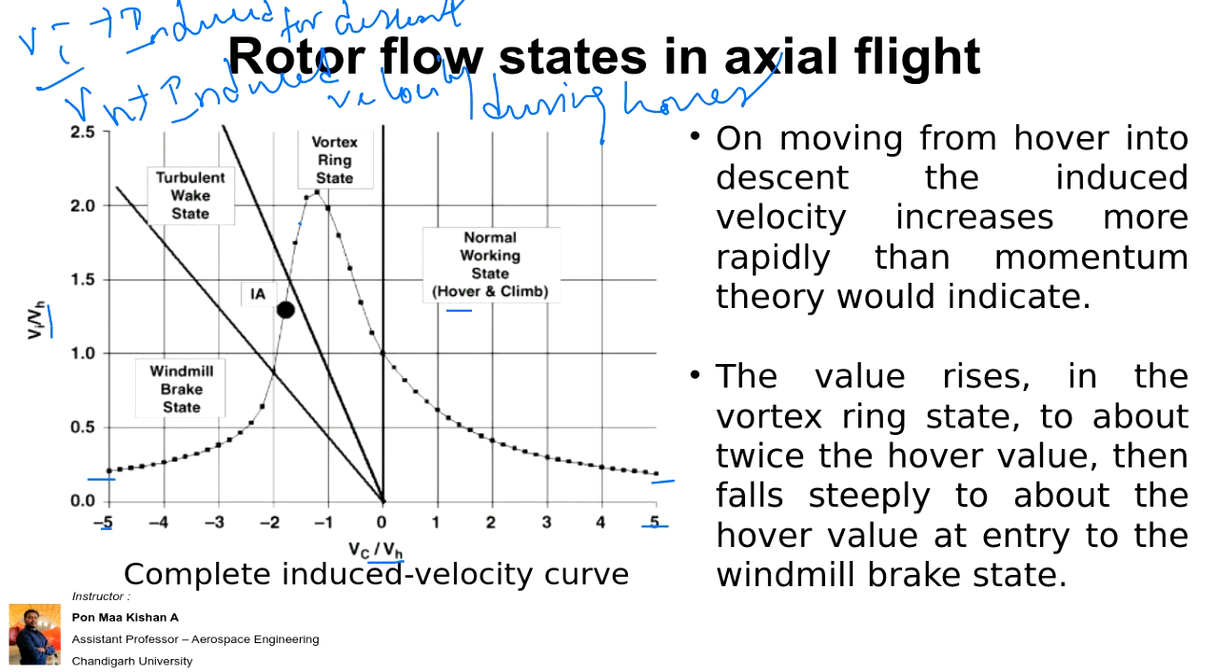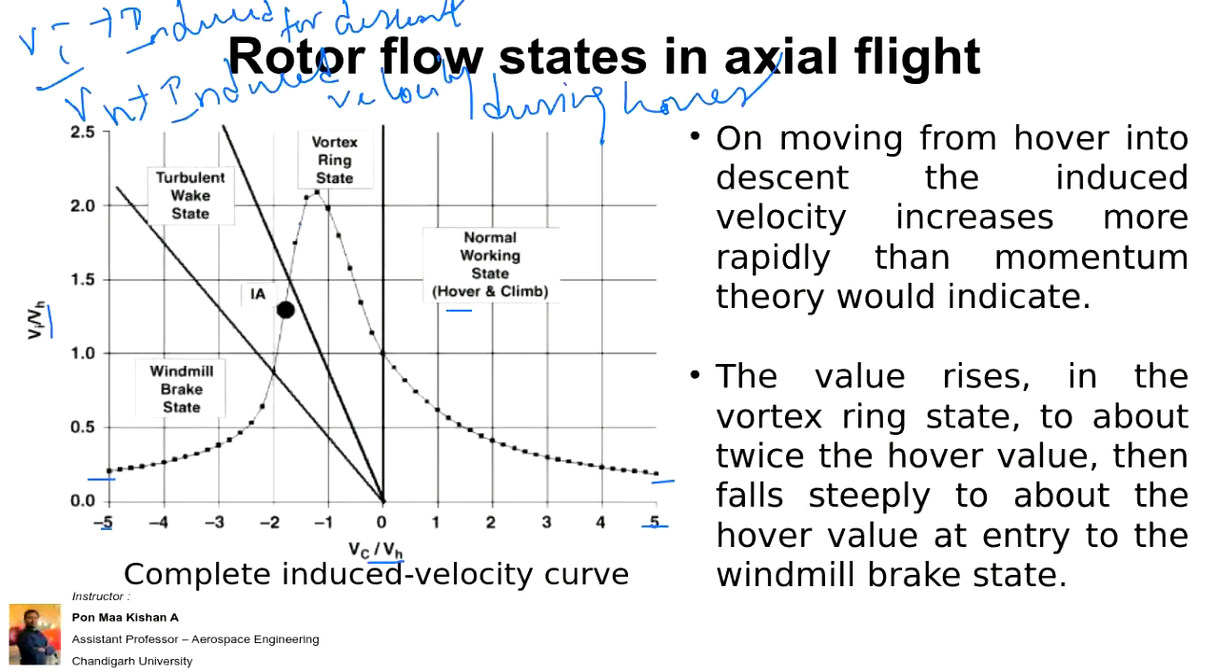Okay. So descent rate is increasing, keep on increasing. So at low descent rate, we are getting the vortex generation at the rotor blades, so that is vortex ring state. So again, when the descent rate is increased further, the wake will be moving above the rotor, so the turbulent wake state will be here.